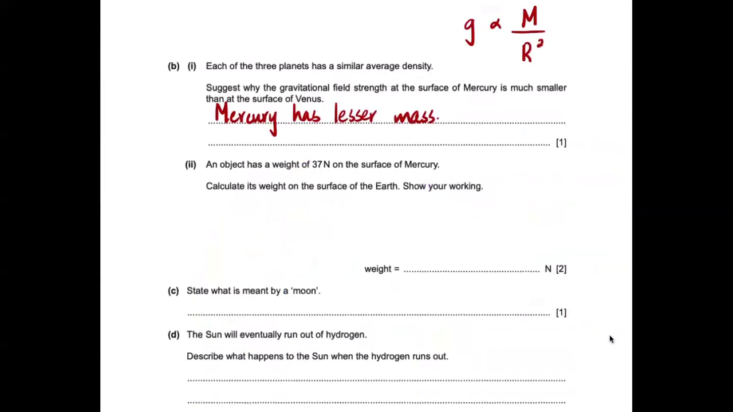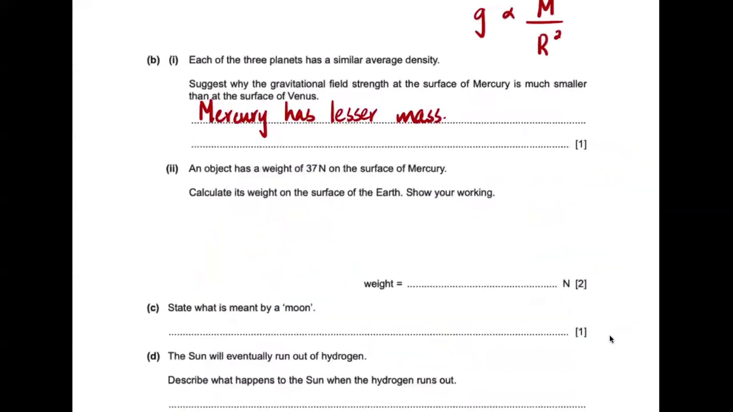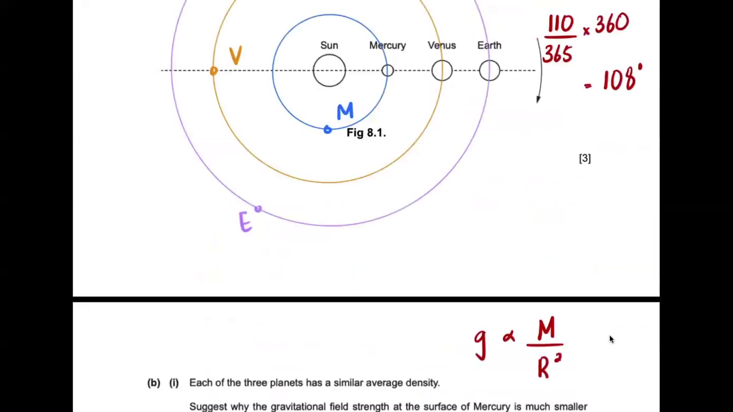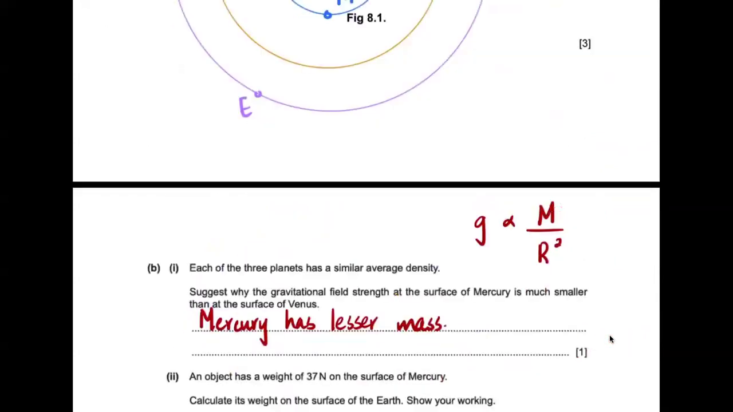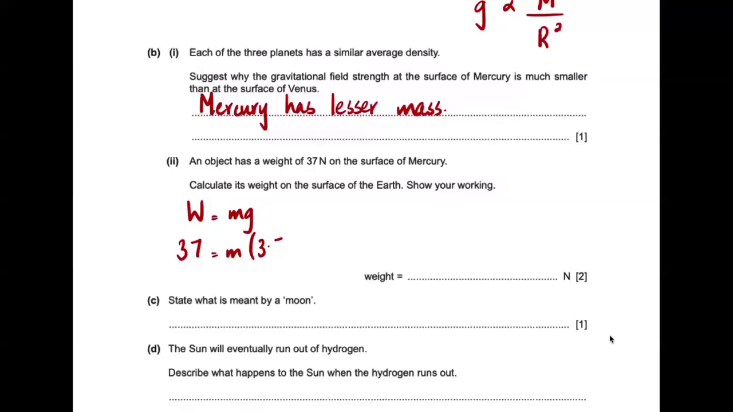Part 2, an object has a weight of 37 Newton on the surface of Mercury. Calculate its weight on the surface of the Earth. Show your working. Okay, so weight is given on Mercury, so that's 37. I know mass would be the same. These are ideas from mass, weight, density. And from the table, I can get small g, which is 3.7. So from here, I get the mass as 10 kg.